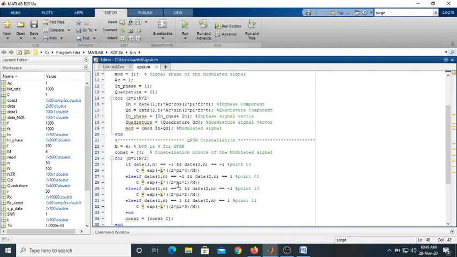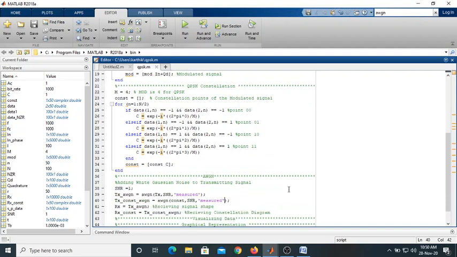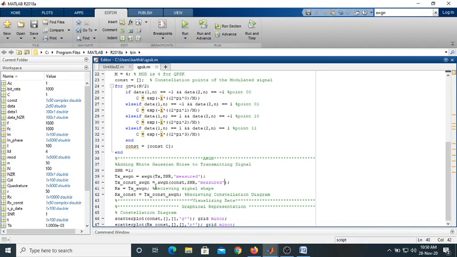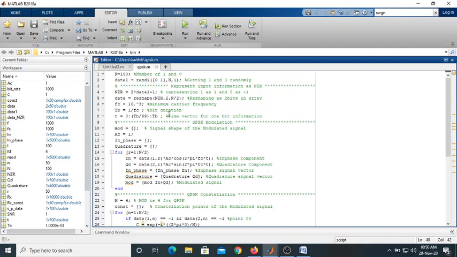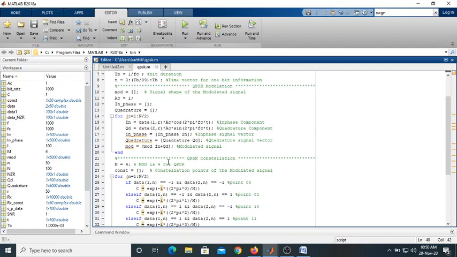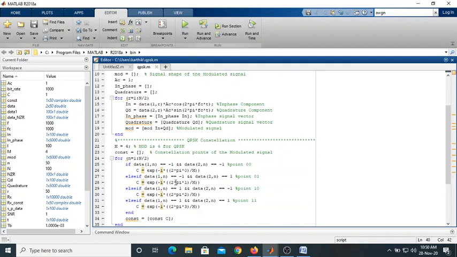Now we are drawing the constellation. If the point is 0,0, where does it lie? If the point is 0,1, where does it lie? There are 4 possible message points, and they lie exactly on the axis. Then noise is added here, and we draw the constellation. There is not much difference between the code for QPSK and BPSK. The only thing is you have to write separately for the in-phase and quadrature-phase components. That's it.